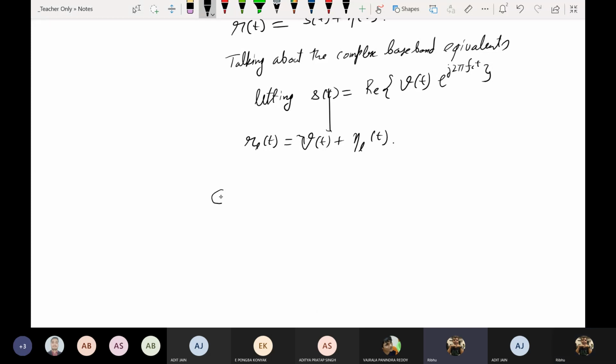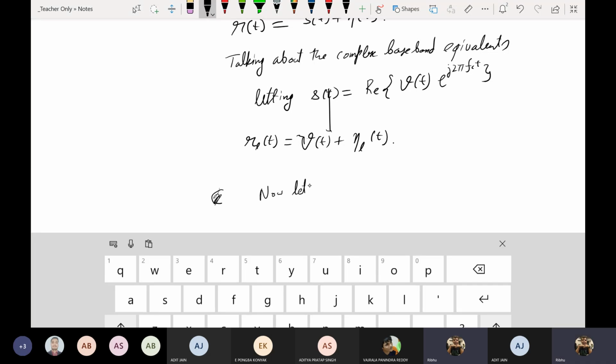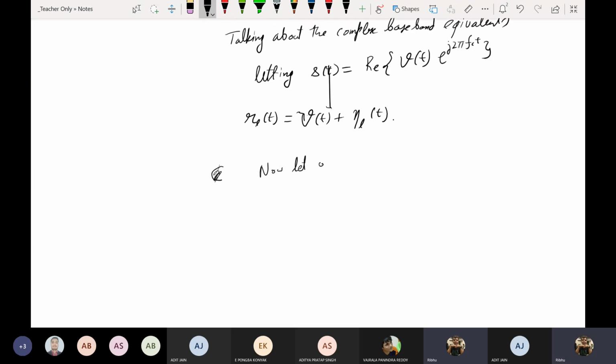Now, channel. So basically now let us look at the channel. Right. So there are two types of communication channels. Can you name them? Wireless, wireline. Yes, wireline.